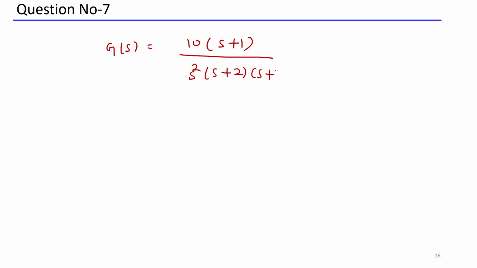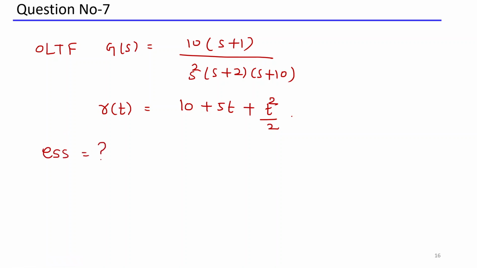Let me write down here. Let's say I'm writing G of s equals 10 into (s plus 1), divided by s square into (s square plus 2s plus 10). This is the open loop transfer function given to you. Now your input is given. Let's say r of t is given as 10 plus 5t plus t square by 2. Now what is the steady state error of this signal?